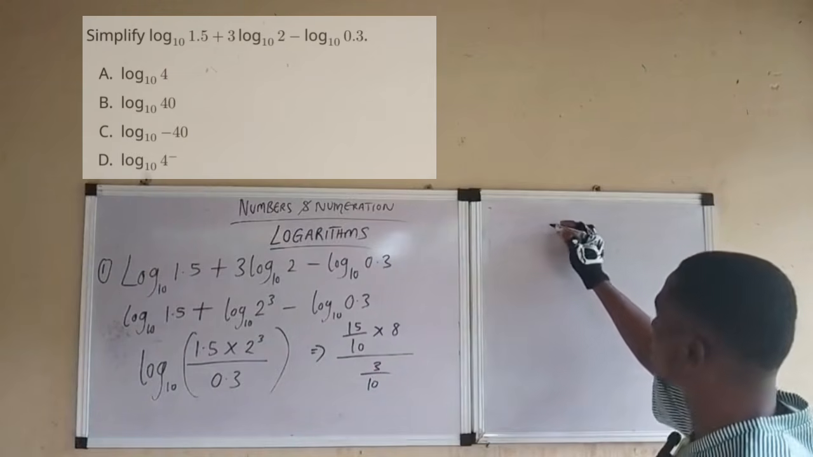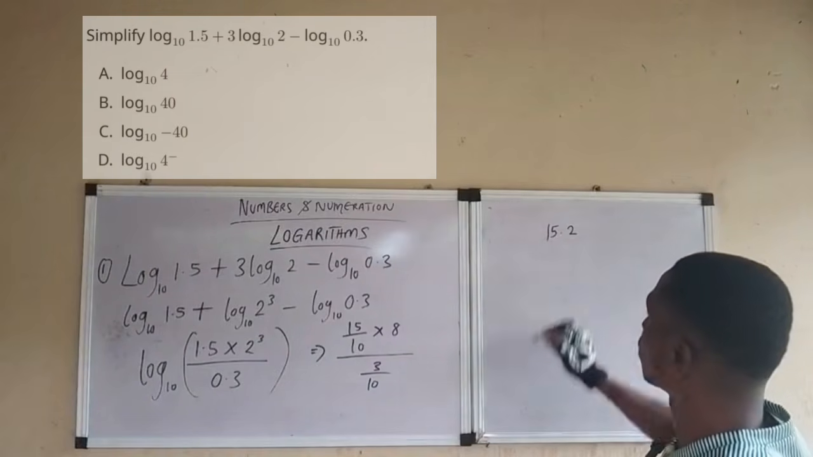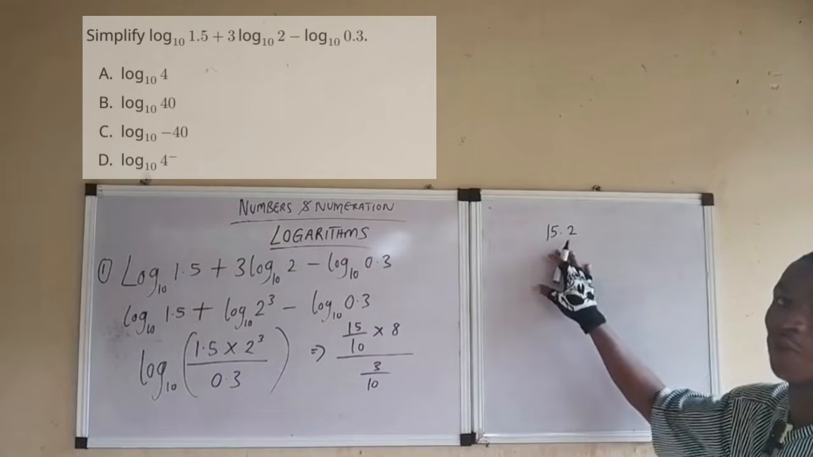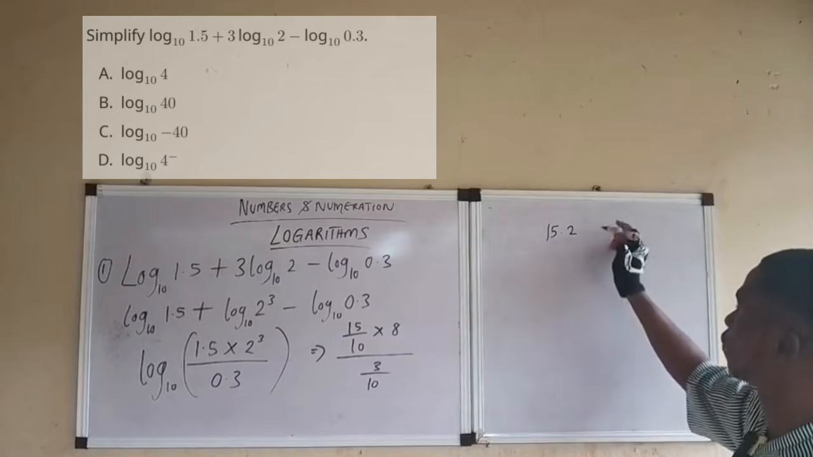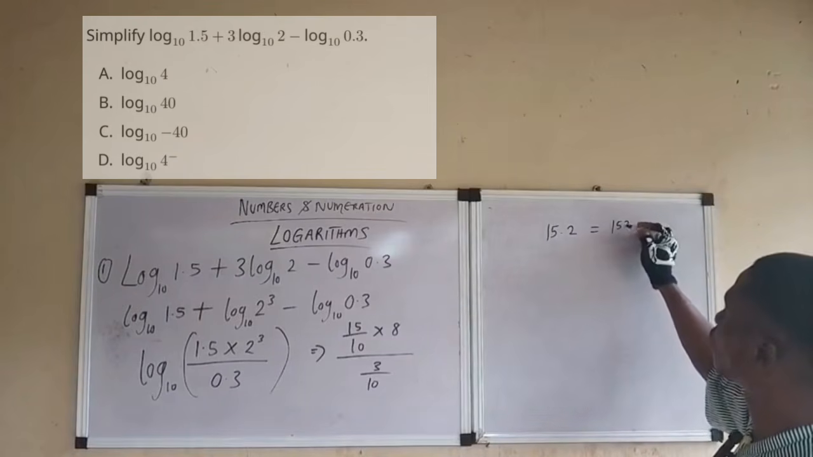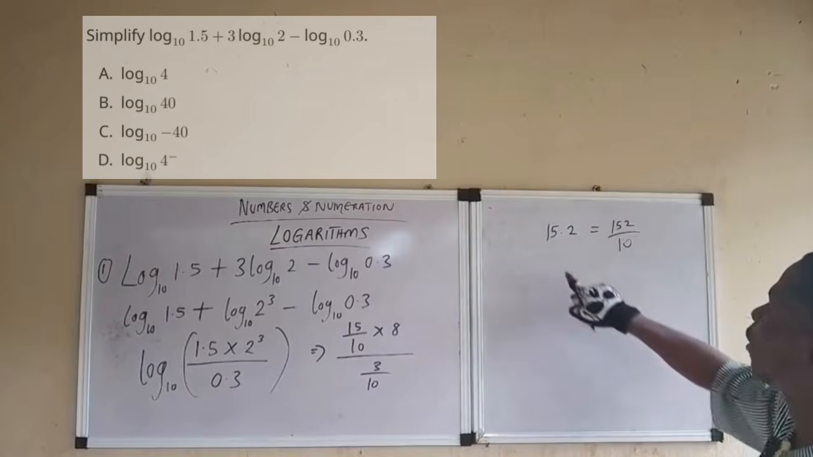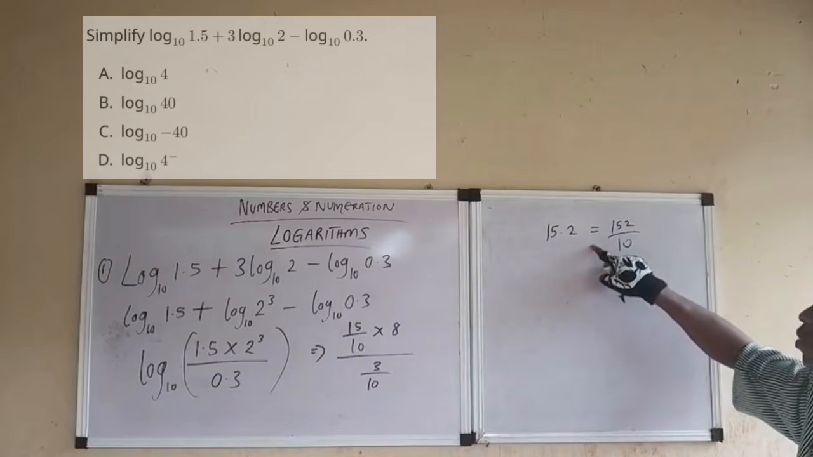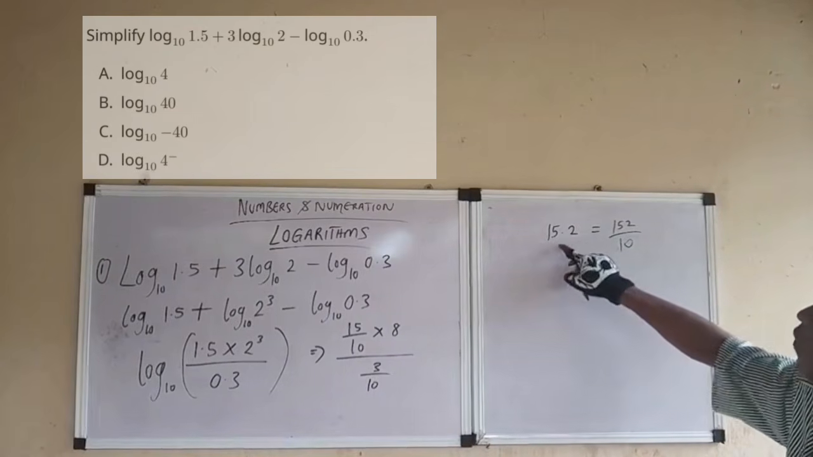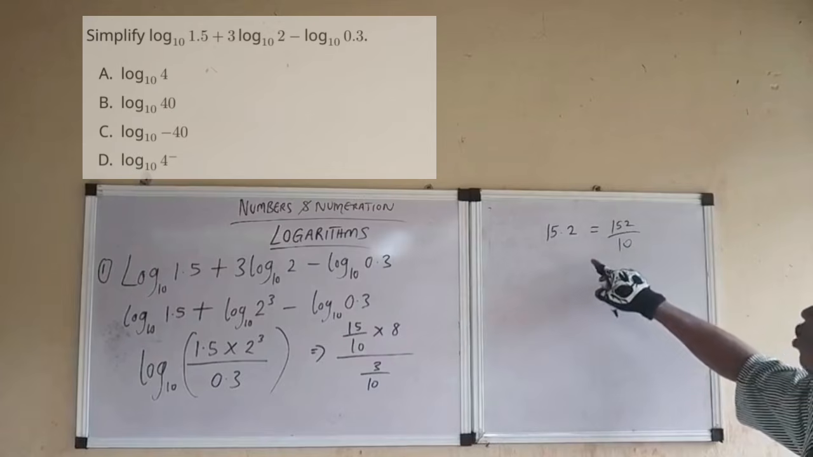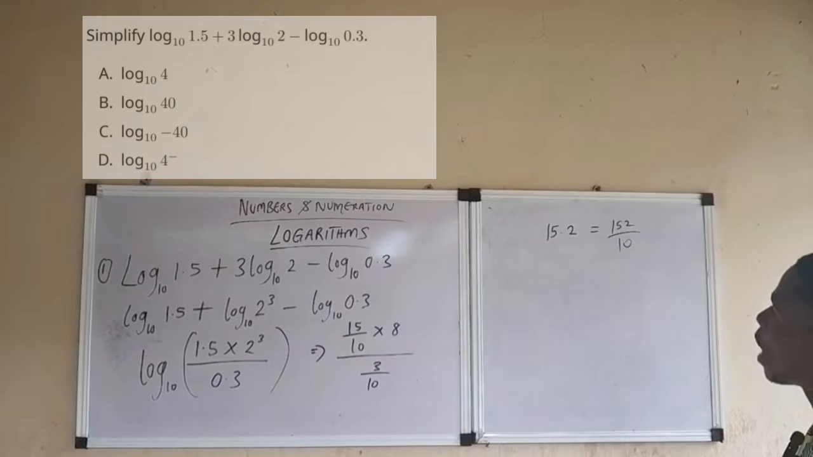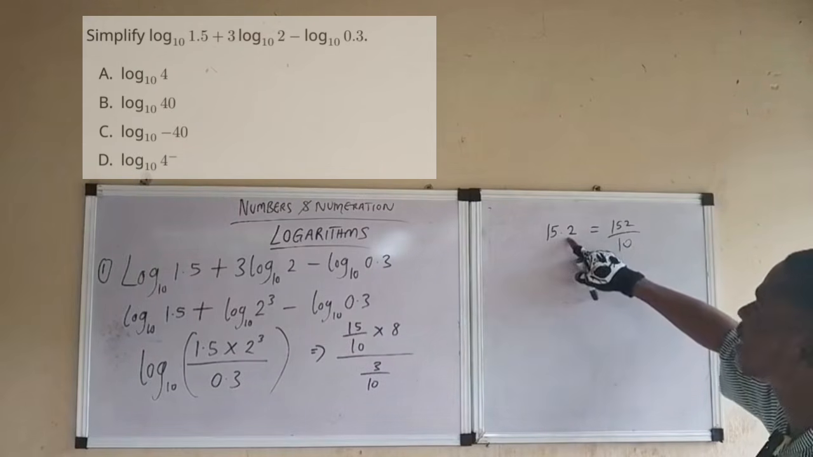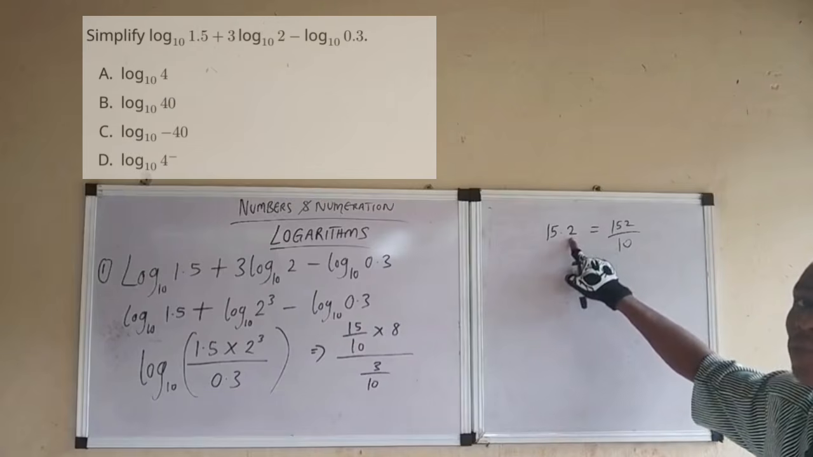If you have a value such as 15.2, a decimal number, how do you write it in its fraction form? It's going to be 152 over 10. How did I know? First of all, write all the numbers in the numerator. Just write all the numbers: 152 in the numerator. Then you take a power of 10 depending on the number of values you have after the decimal point.